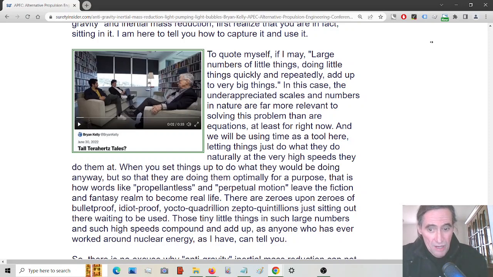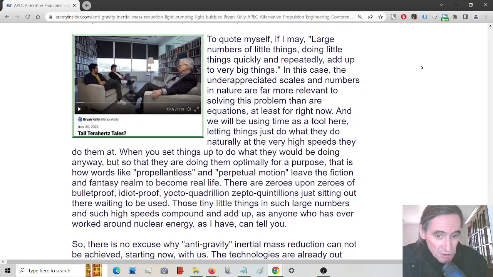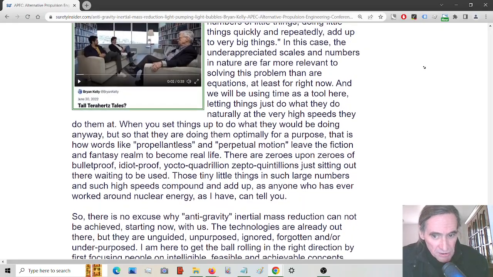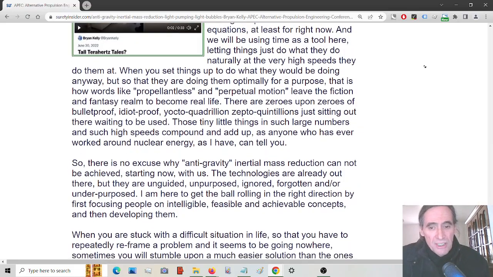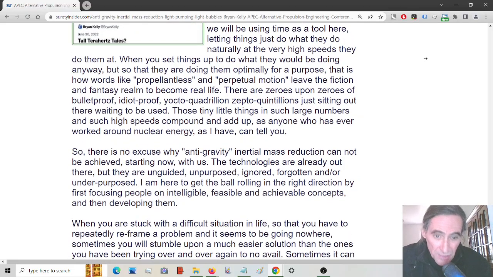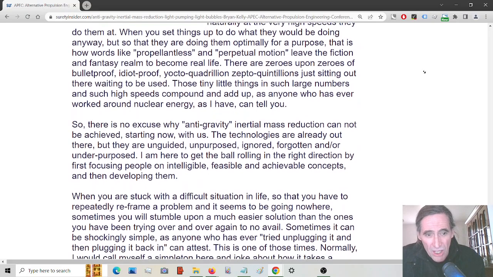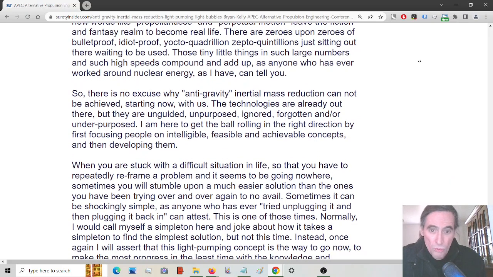There are zeros upon zeros of bulletproof, idiot-proof, yocto-quadrillion, zepto-quintillion just sitting out there waiting to be used. Those tiny little things in such large numbers and such high speeds compound and add up, as anyone who has ever worked around nuclear energy, as I have, can tell you. So there is no excuse why anti-gravity inertial mass reduction cannot be achieved, starting now with us.